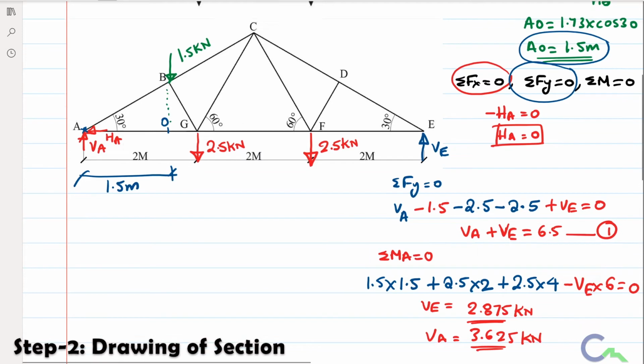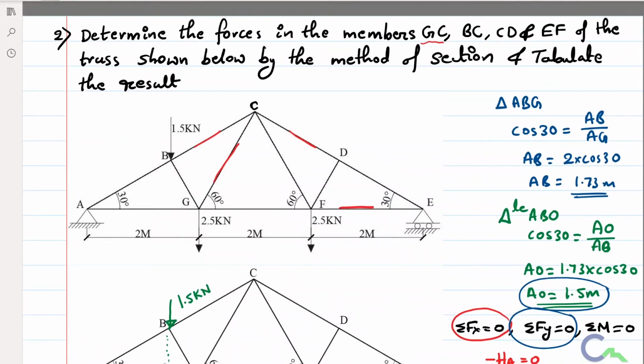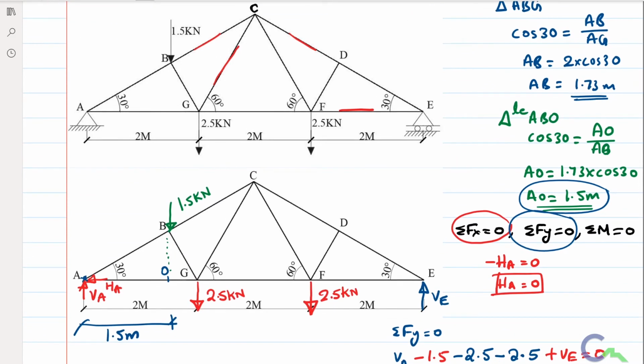So after calculating support reaction, we have to draw the section line in such a way that that section line should cut the members on which we want to calculate internal forces. So in this case I want to calculate internal forces on GC and BC. So after that CD and EF. So in the first section line, I want to calculate forces in GC and BC. Therefore, I will take one section like this.